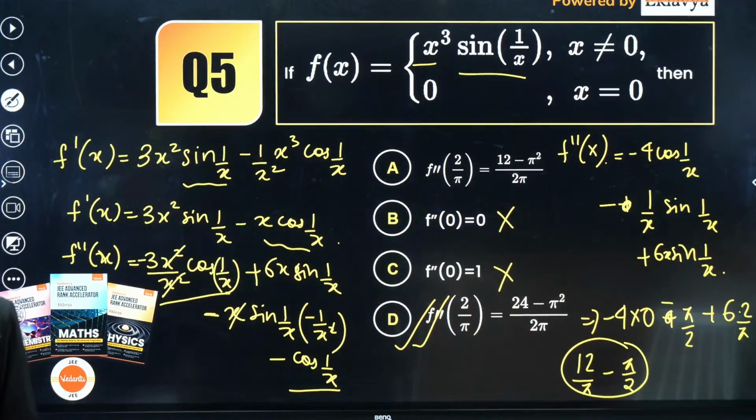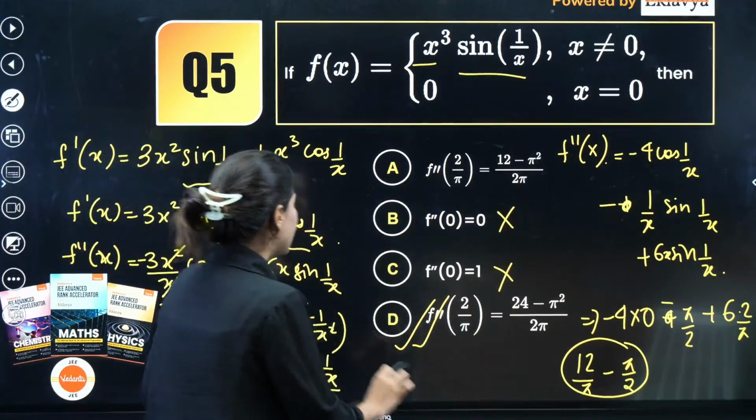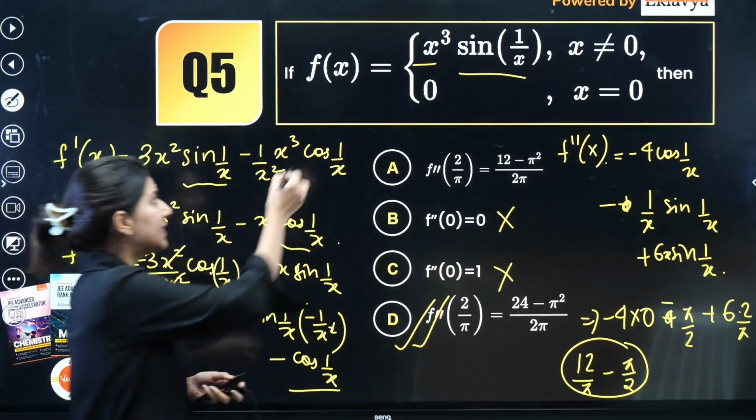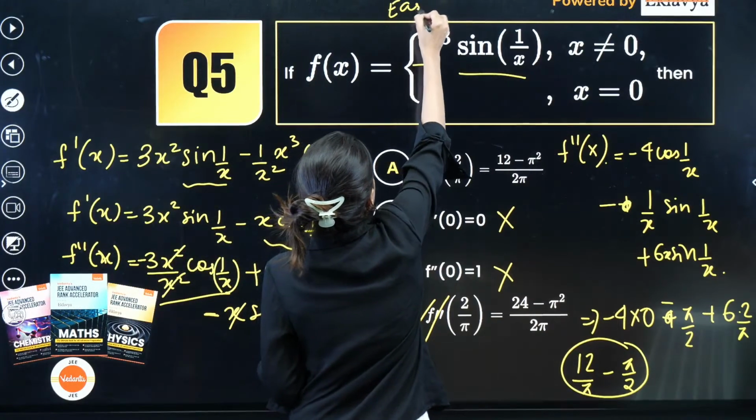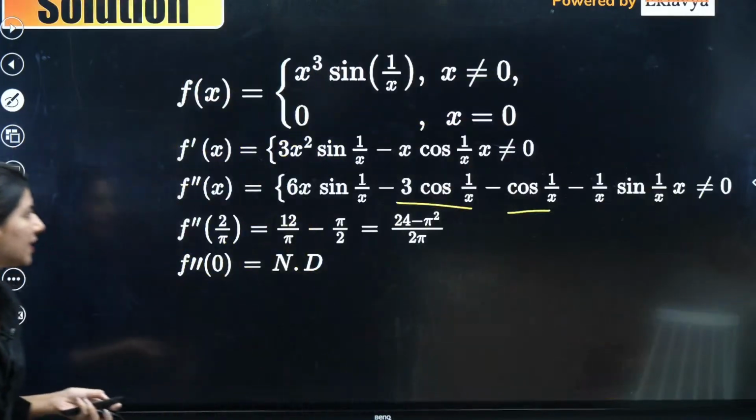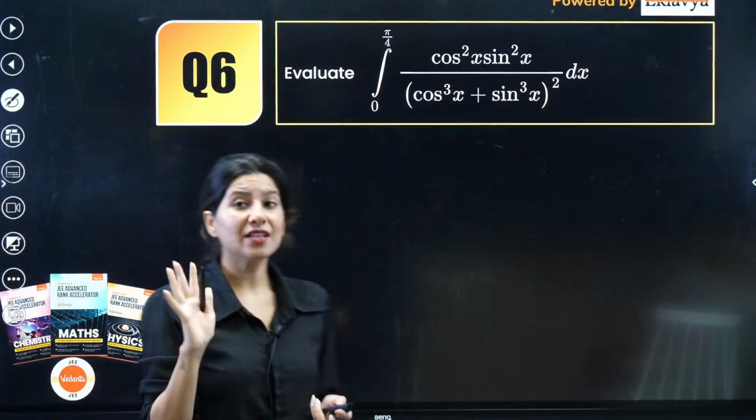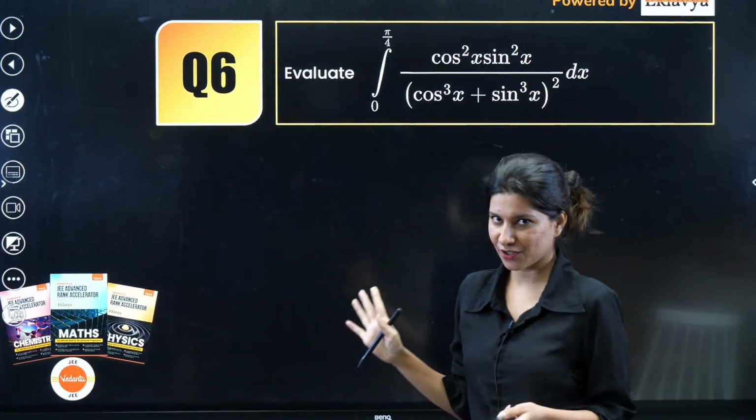Okay. All right, so 12 by pi minus pi by 2, option D. What do you call it? Easy, good question, doable? Yes, it was an easy question, right? Double derivative you have to figure out. Now we have another question which is from definite integration, right?